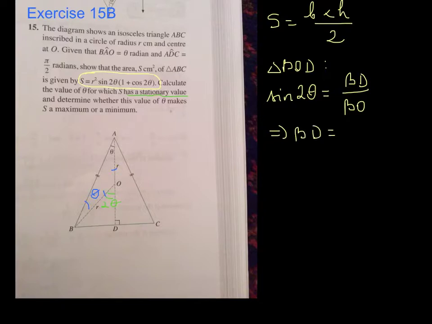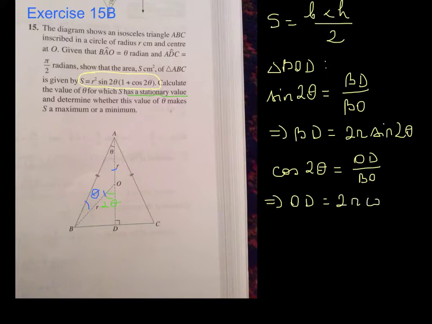So in the triangle BOD, we have sine 2 theta is BD over BO, but BO is R. So BD is BO sine 2 theta. In the same triangle, cos 2 theta is OD over BO. So OD is 2R cos 2 theta. Now, the base of the triangle is therefore BC, which is 2 times BD, so it's 4R.